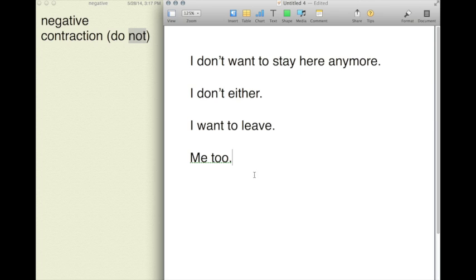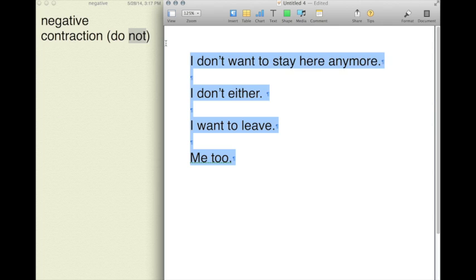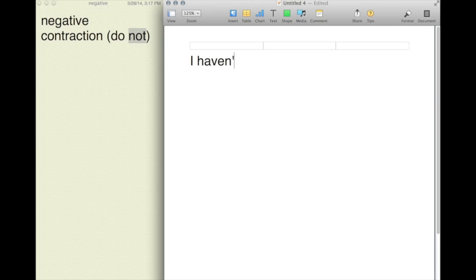Okay? Let's do another example. I haven't been there. Or we could say someplace. Let's say to Canada. I haven't been to Canada. Well, should we say I don't either, like we did last time? No, because we have have here. Have is the verb. We need to agree with this. We can say, I haven't either. It needs to agree.